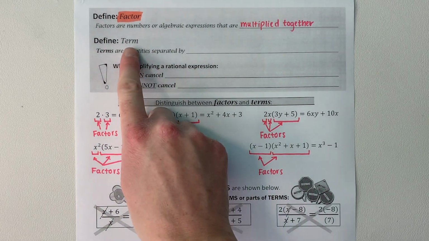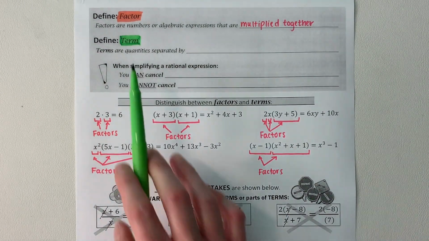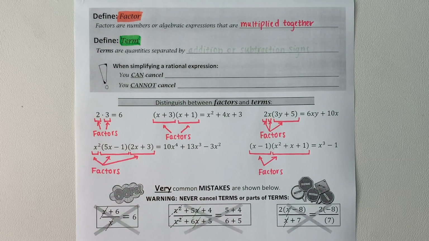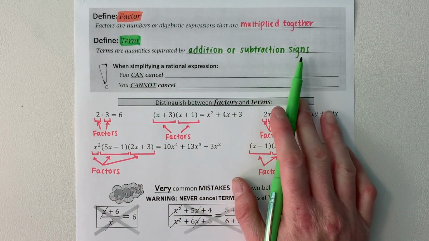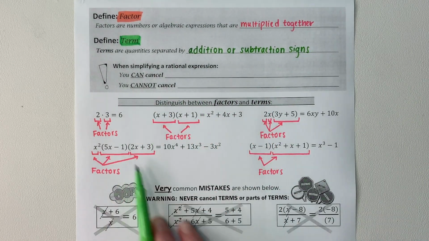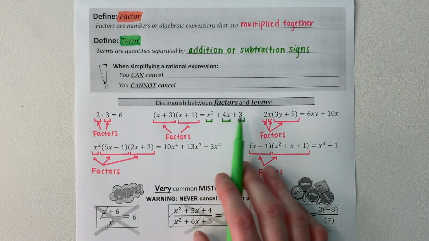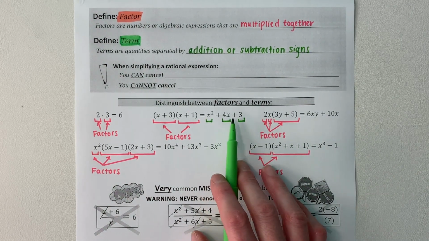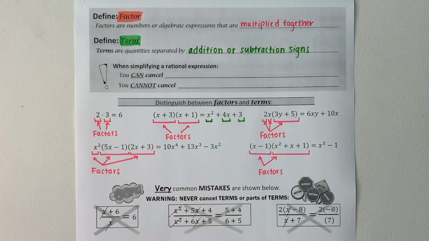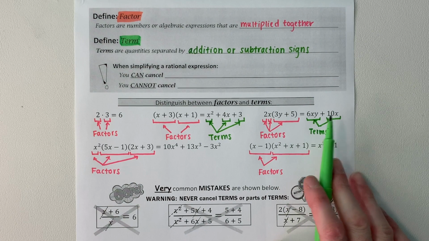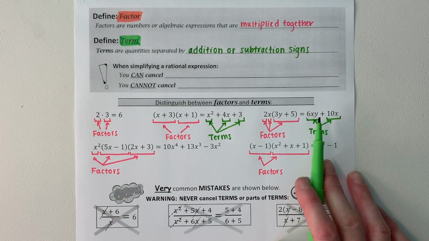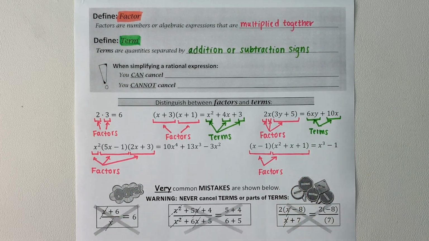Next, let's define a term. Terms are quantities separated by addition or subtraction signs. So let's identify the terms in these examples here. Notice these 3 quantities are separated by addition signs. So these 3 quantities are called terms. These 2 quantities here are separated by an addition sign, so these 2 quantities are terms.